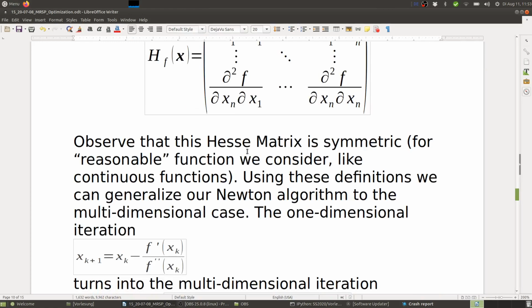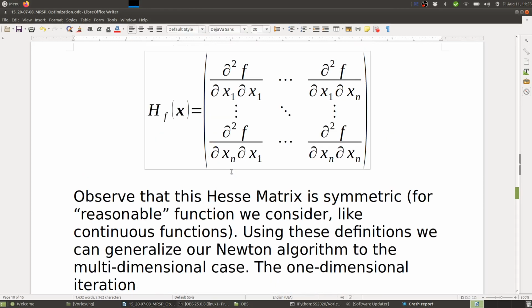So observe that this Hesse matrix is symmetric for reasonable functions, like the continuous functions we consider here. So here the derivative with respect to x1 and xn is the same as this derivative with respect to xn and then x1. It's the same, and that's why it's symmetric.